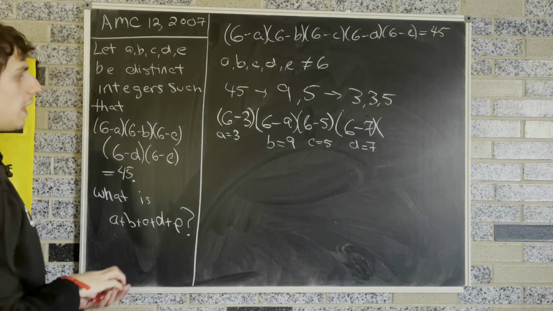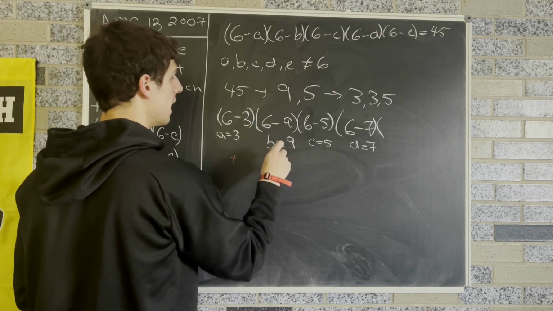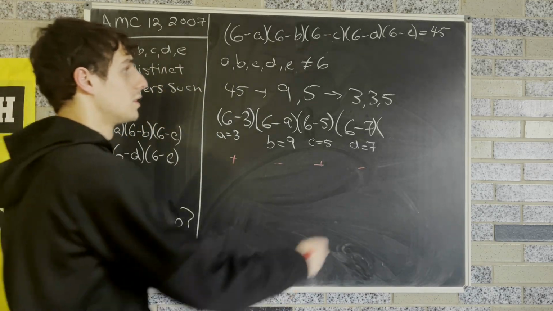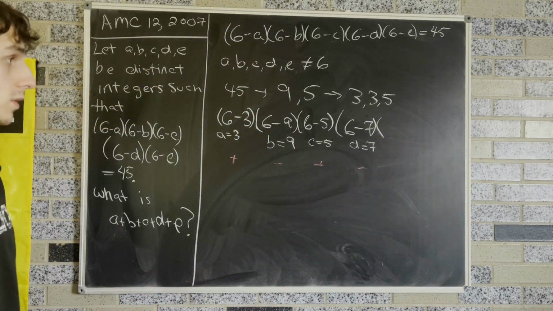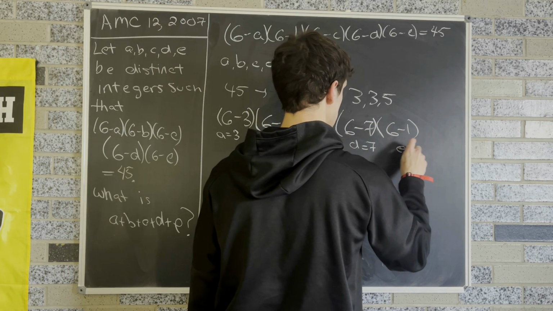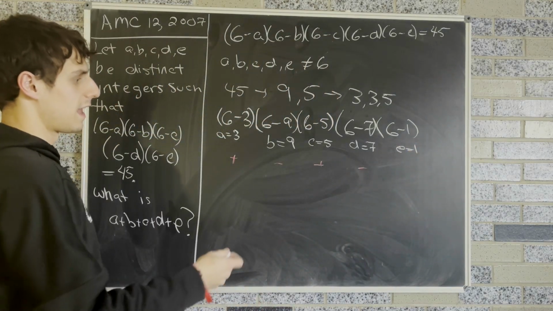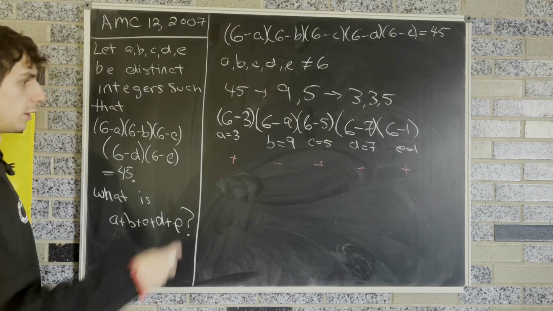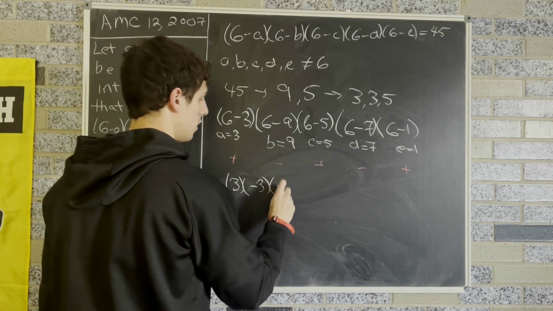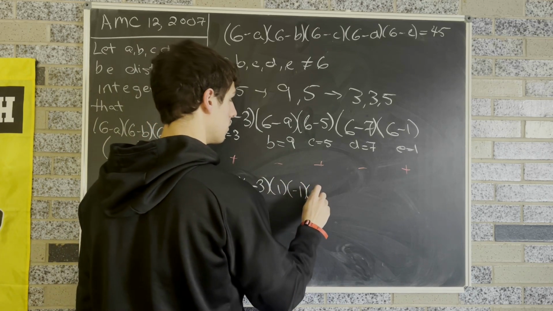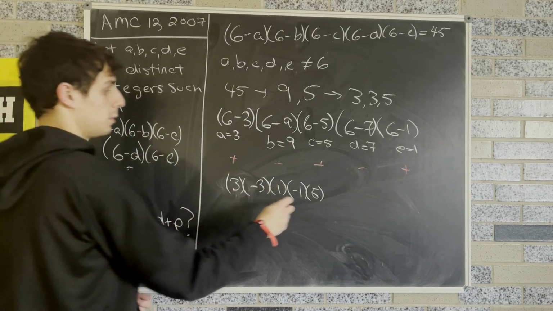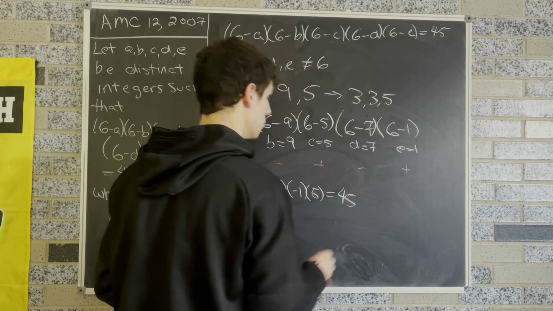And now we see that this gives us a positive number, this gives us a negative number, this gives us a positive number, and this gives us a negative number. So if our goal is to get positive 45, we need this last number to be positive 5. We'll have 6 minus 1, which gives us e equals 1, but that means that we'll have 5 in that last slot, and this number is positive. If we simplify this out, we have 3 times minus 3 times 1 times minus 1 times positive 5. This will be minus 9, this will be minus 1, and that'll be 5. So this whole thing is equal to 45.